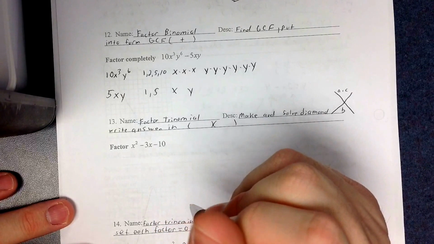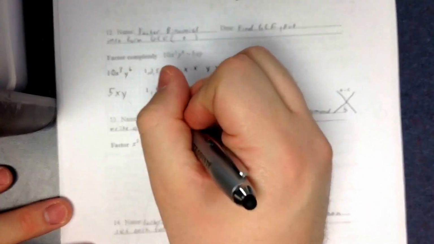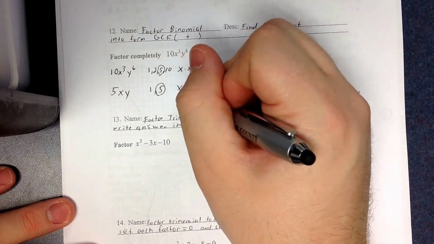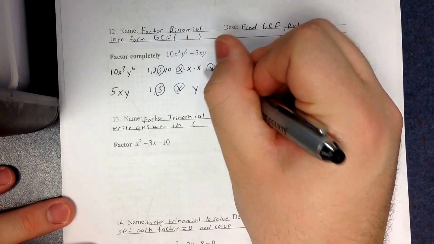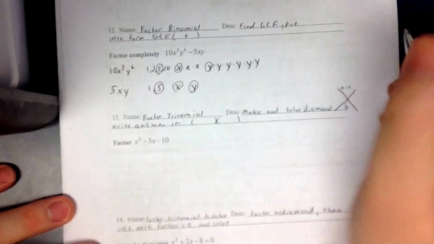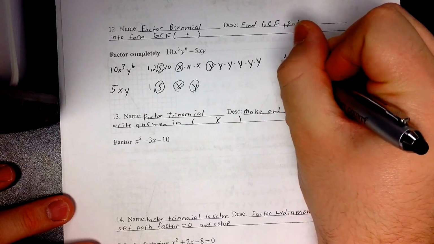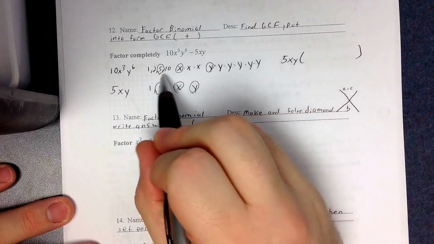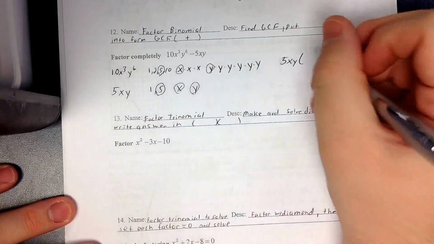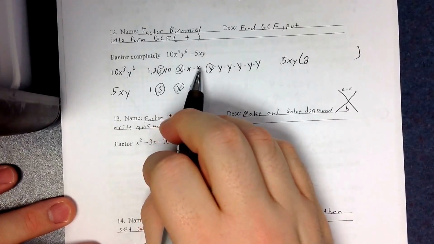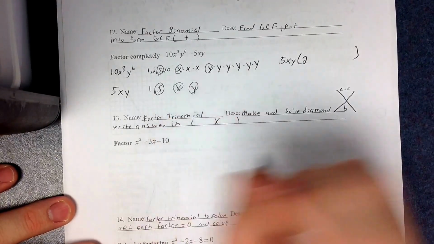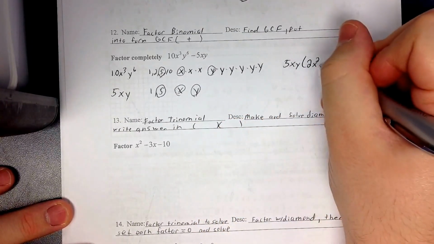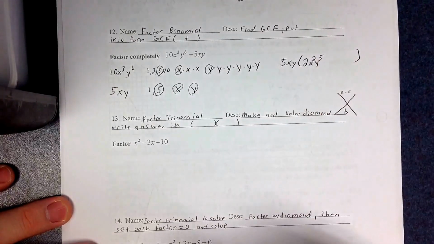So again, I want to look at what's the greatest thing they have in common. Well, the greatest number they have in common is 5. The greatest amount of x's they both have is 1. And the greatest amount of y's they both have is 1. So that means my greatest common factor is 5xy. So again, I look back, if I picked 5, 5 times what gives me 10? That's 2. I have x times x, or 2 x's left uncircled, so that's x squared. I have 1, 2, 3, 4, 5 y's left uncircled, so that's y to the 5th.